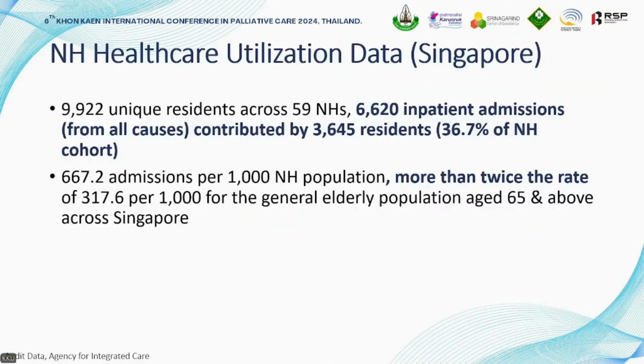Another way to look at this is to look at some data in Singapore as well. This is audit data from 2015. In 2015, there were about 9,000 residents of aged care facilities in Singapore, of which there were about 6,000 to 7,000 admissions. But just look at the admission rate. Per 1,000 nursing home population, the admission rate in hospitals is about double that of the community dwelling older adult in Singapore, highlighting that our patients in nursing homes really use and spend a lot of time in the hospital.